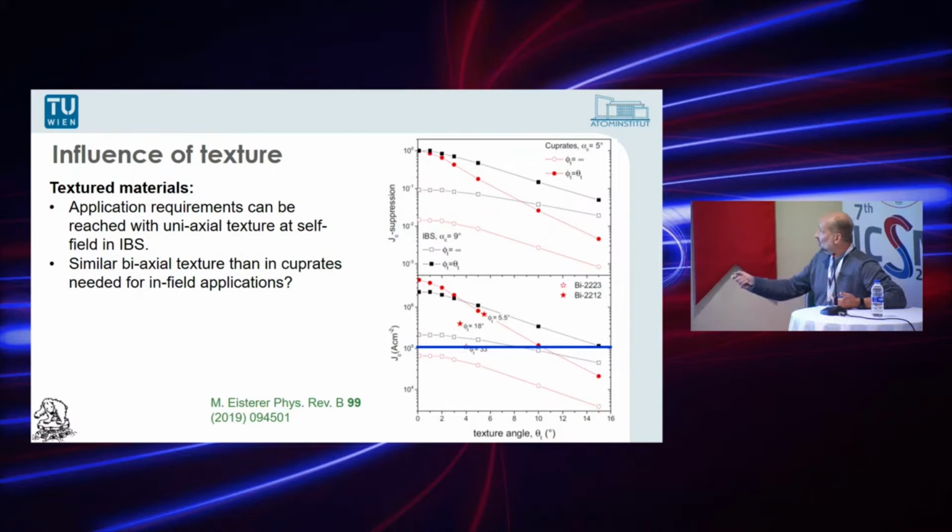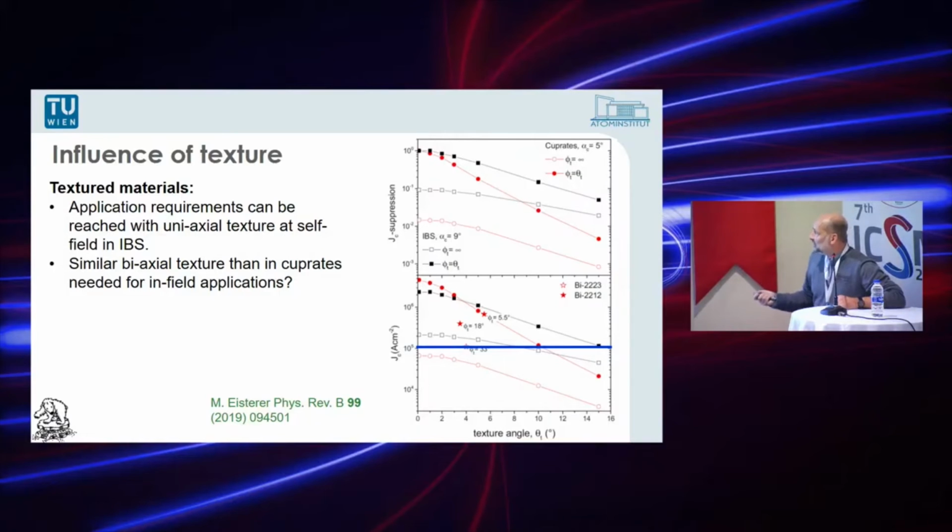So we start here with biaxial texture, where all grains are aligned, and then you see that the iron-based superconductors, the black squares here, have a much weaker decrease with misalignment angle. Nevertheless, even at about 12 degrees, you lose 1 order of magnitude in JC. So there's, I would say, not too much better a situation than in the cuprates.